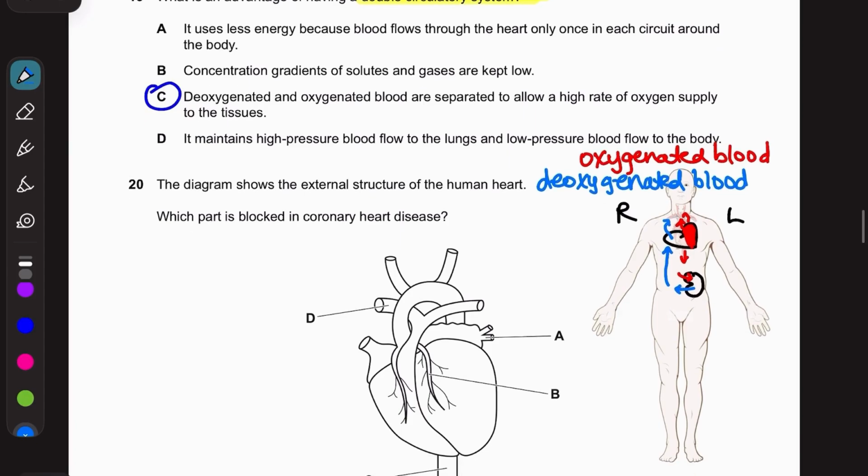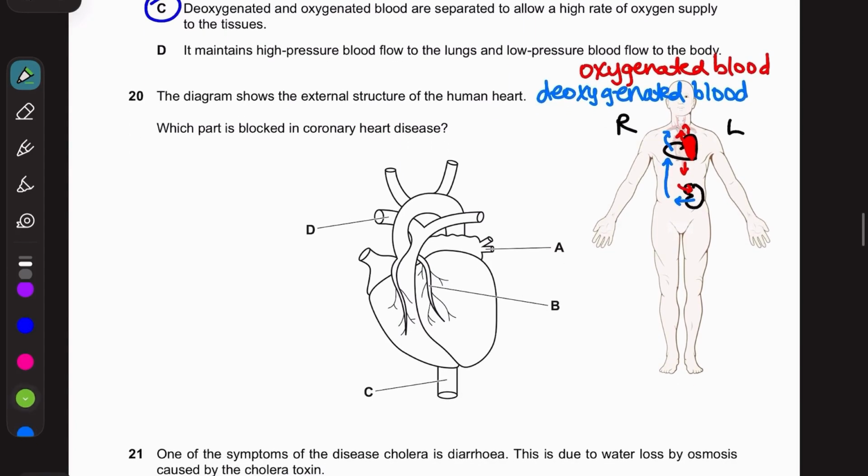Okay. Question 20 here. It says, the diagram shows the external structure of the human heart. Which part is blocked in coronary artery disease? This is one of the top killers in the world in terms of diseases. So it's very good to know about this. And when you hear people say, oh, someone had a heart attack, it is usually due to blockage in the coronary artery. So let's label all of this.